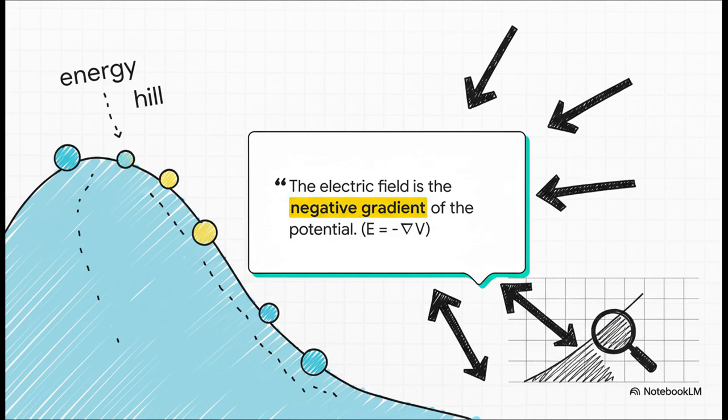So here's the big connection, the crucial takeaway. The field and the potential are two sides of the same coin. This equation right here basically tells us that the electric field, which is what causes the force, is really just a measure of the steepness of that energy hill. So where the hill is steepest, that's where the electric field is the strongest. And just like a ball, charges naturally want to roll downhill to a place with lower energy.